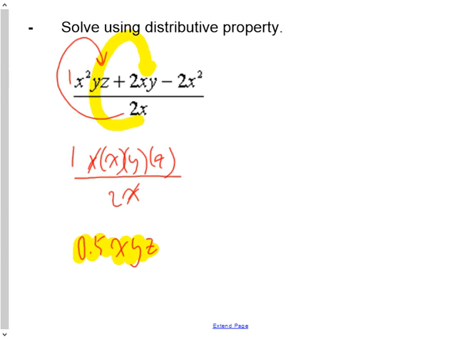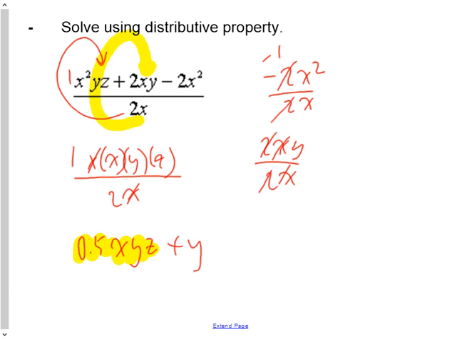Next one is to divide 2x by positive 2xy. Leaves you just y or plus y. And then negative 2x squared divided by 2x. Negative 1x. Negative 1x is simply negative x. And that's your solution.